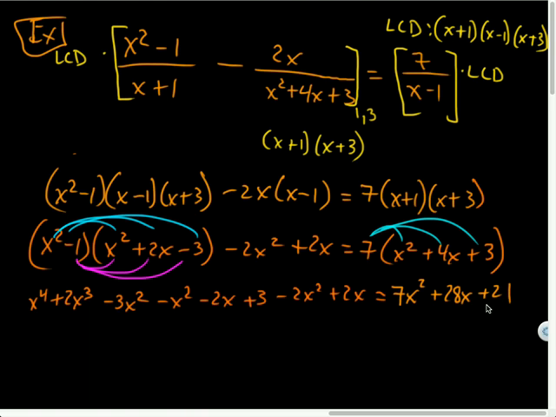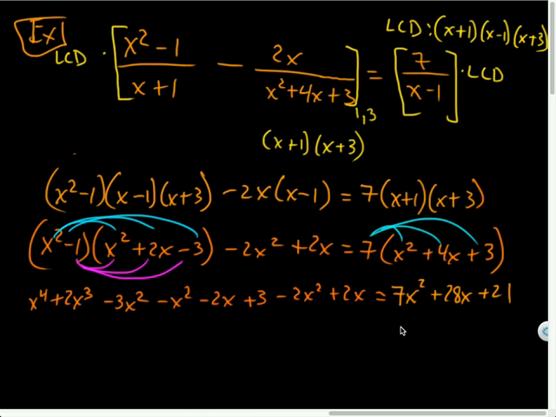Plus 21. So I've got a 4th degree polynomial equation. I'm going to want to set this equal to 0 and solve if possible. We'll see if we can. I made up this problem. It's quite ugly. We'll see if it might not even have any real answers.